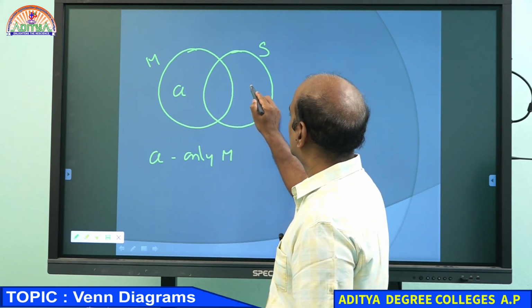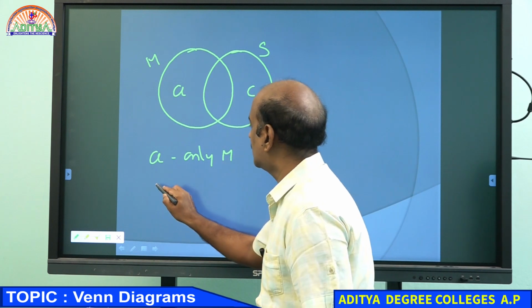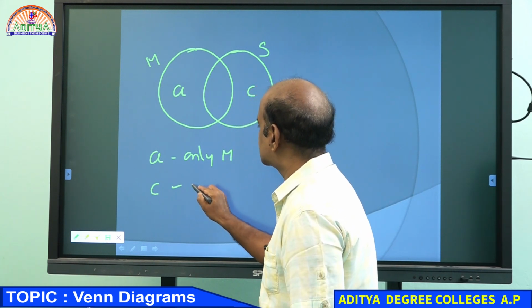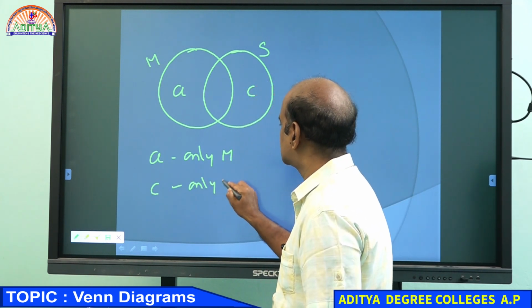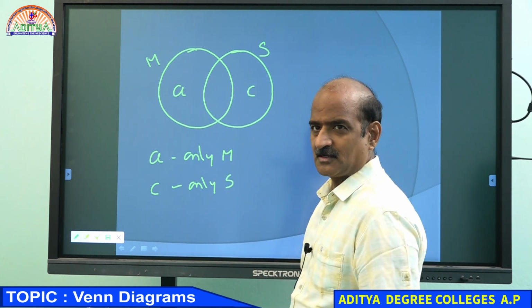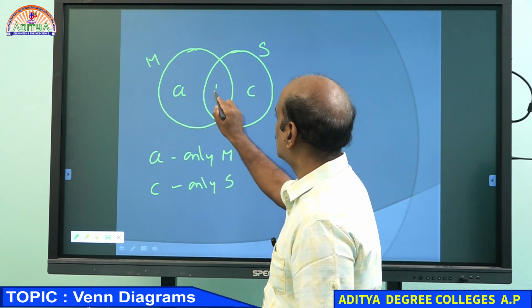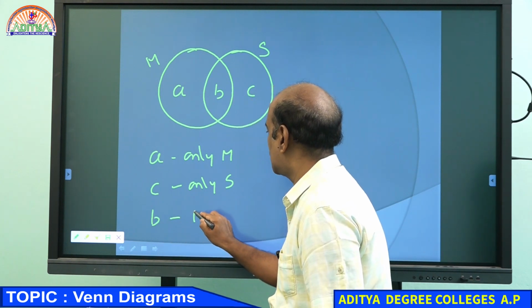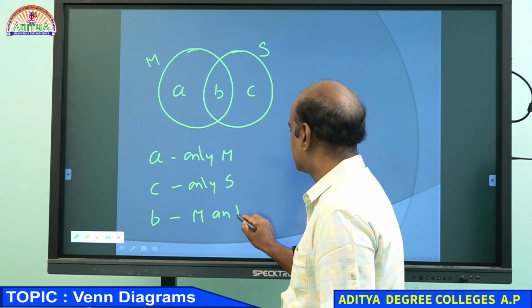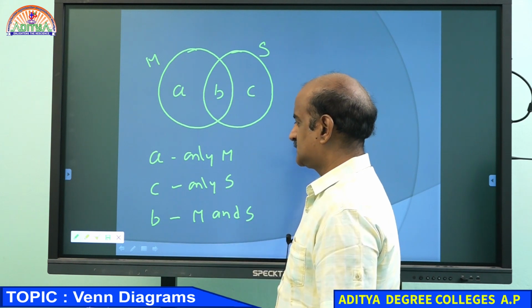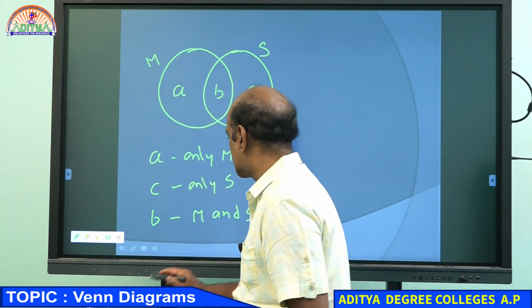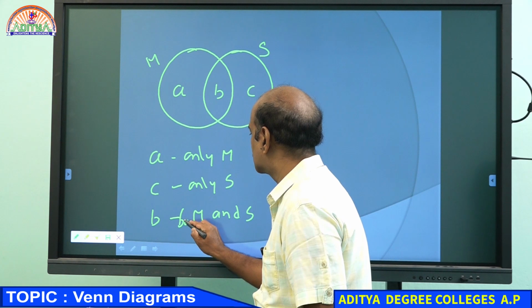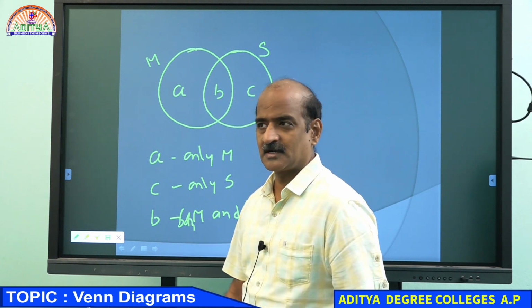Come on, student. If I give you C, of course, you can say that they like only science, isn't it? That is obviously done. And if we have to comment about B, this particular B is maths and science. So B is nothing but the people who like both maths and science, right?